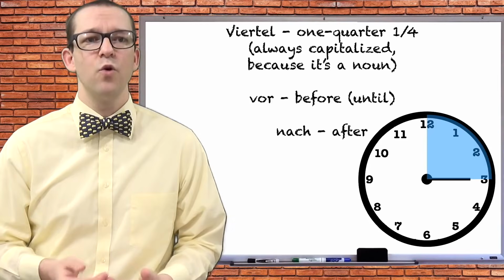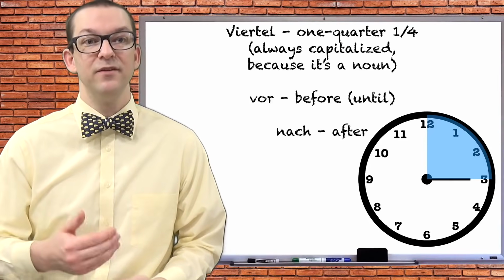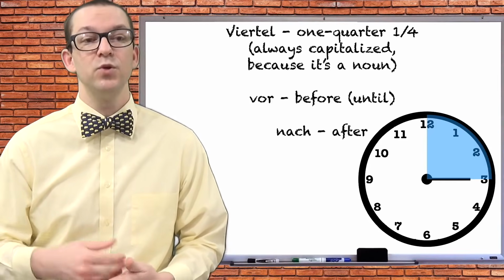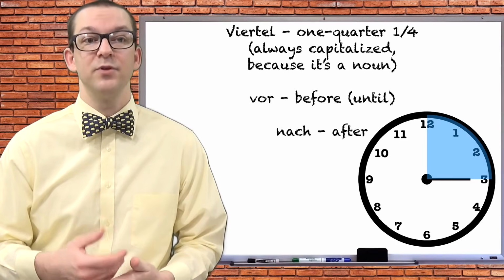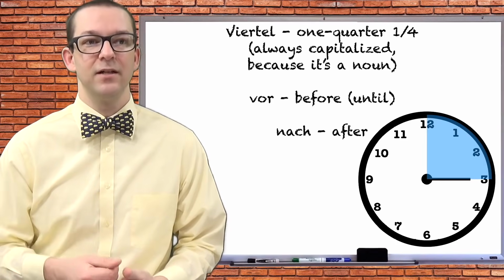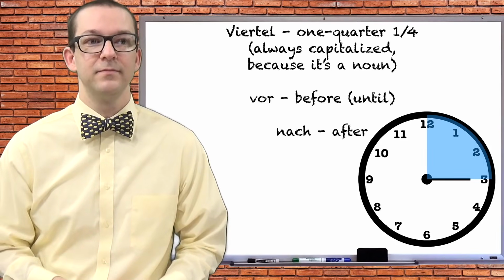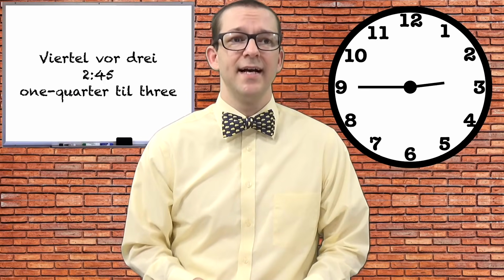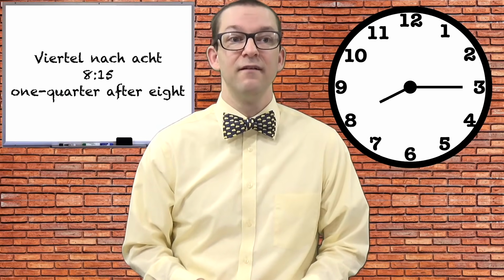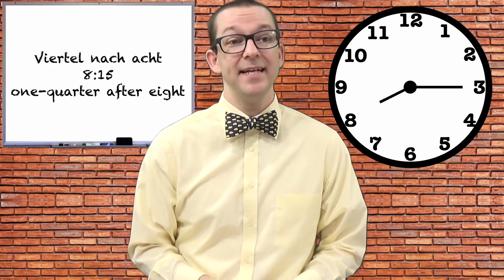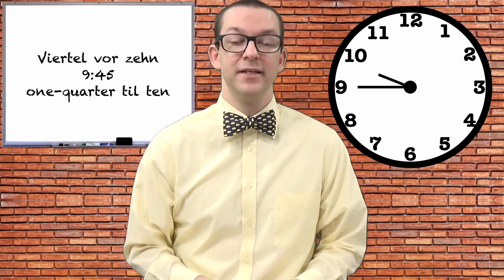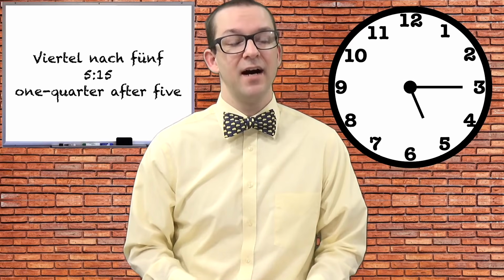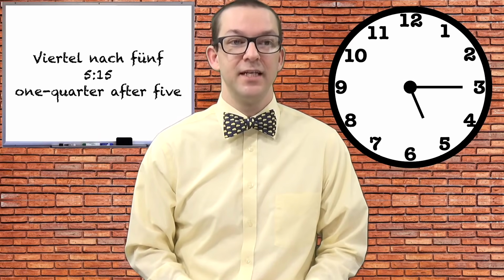In English, you can use quarter hours to say that it's 15 minutes before or after the hour. Simply use vor or nach like we did in the examples from last week and the word Viertel, which is the German word for quarter. Viertel vor drei, 2:45. Viertel nach acht, 8:15. Viertel vor zehn, 9:45. Viertel nach fünf, 5:15.